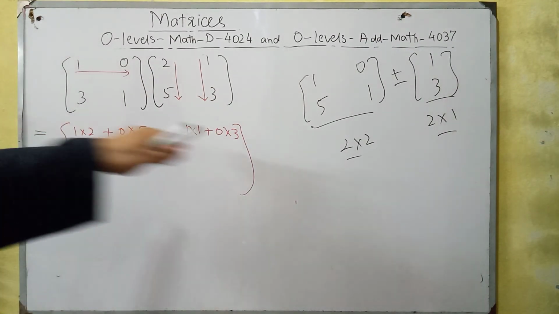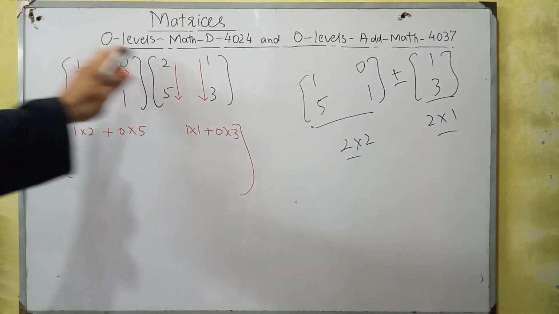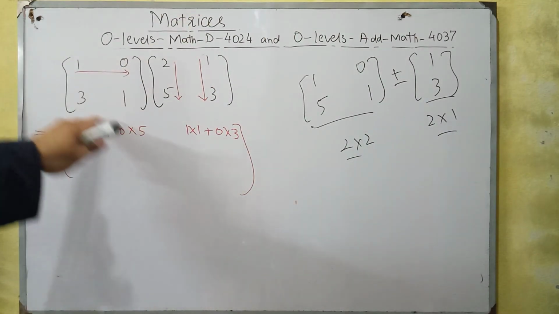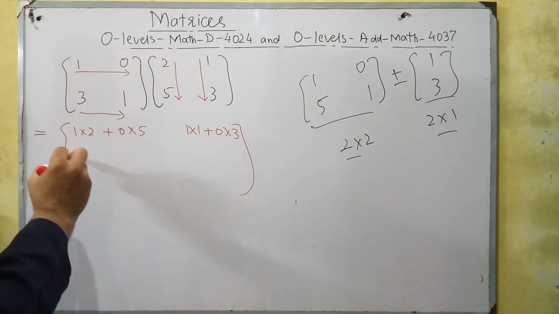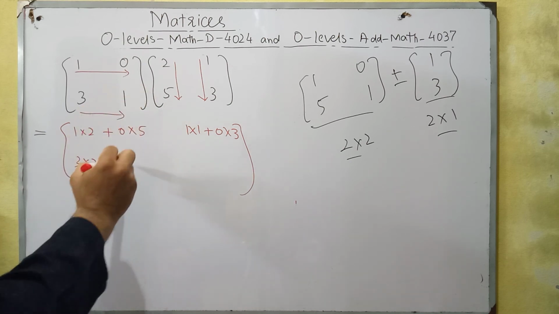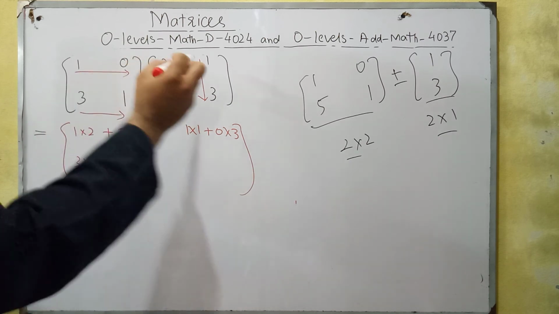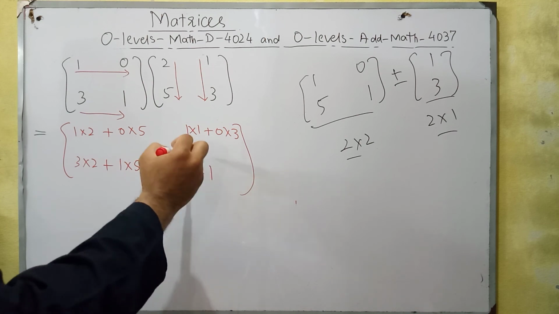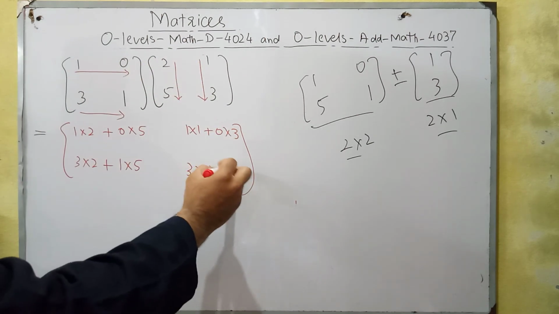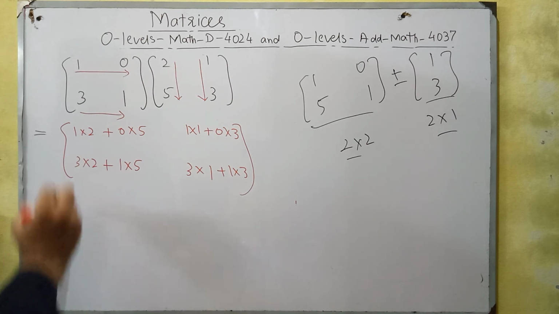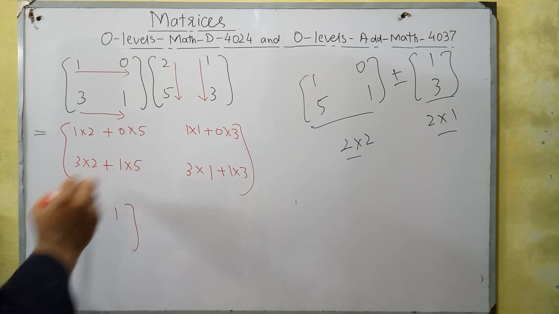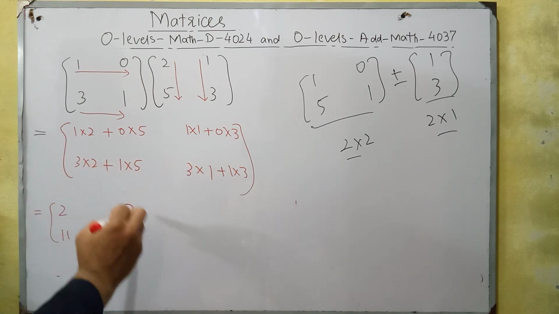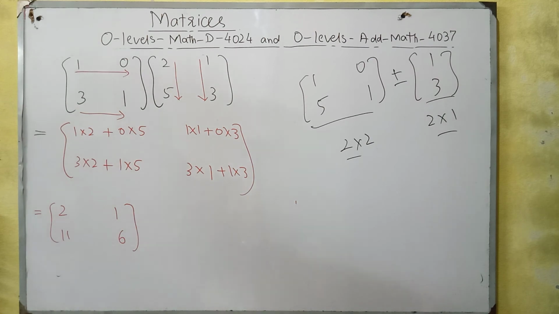Now in the upper row, we have multiplied this upper row with both columns. Now in the lower row, we will multiply this lower row with both columns using the same method. So 3 multiplied by 2 plus 1 multiplied by 5. And here 3 multiplied by 1 plus 1 multiplied by 3. So we will have here 2 and 1. 3 2s are 6, 6 plus 5, 11, and here 3 plus 3, 6. So this is basically the multiplication of both matrices.